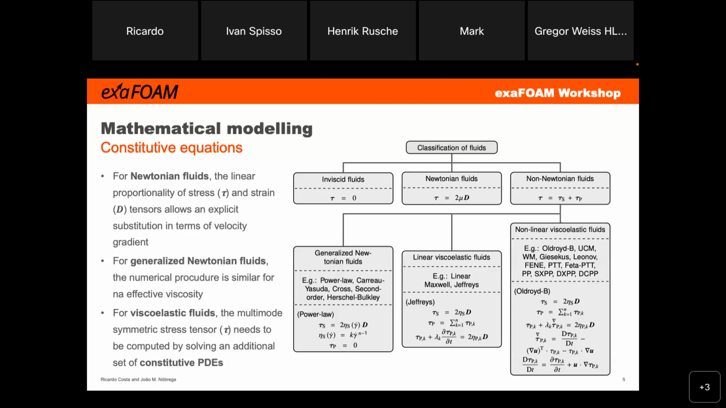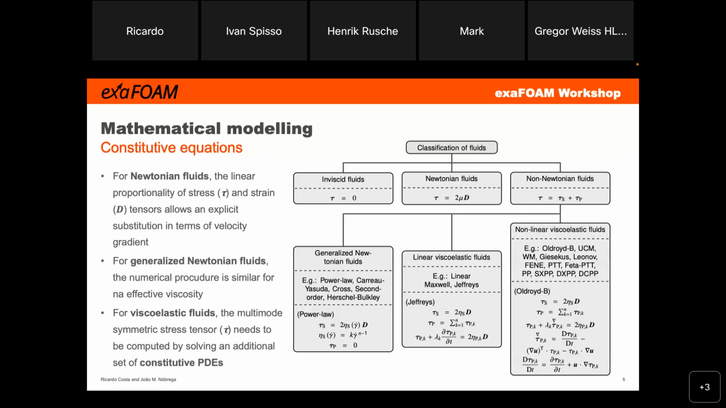But these models fail to reproduce the elastic nature of these materials. Although they are better than using a Newtonian model, they still fail to reproduce this elastic nature, which can become very important in these processes. So in that case, we have to go for these linear or non-linear viscoelastic fluids. And there are two main differences that I want to stress.